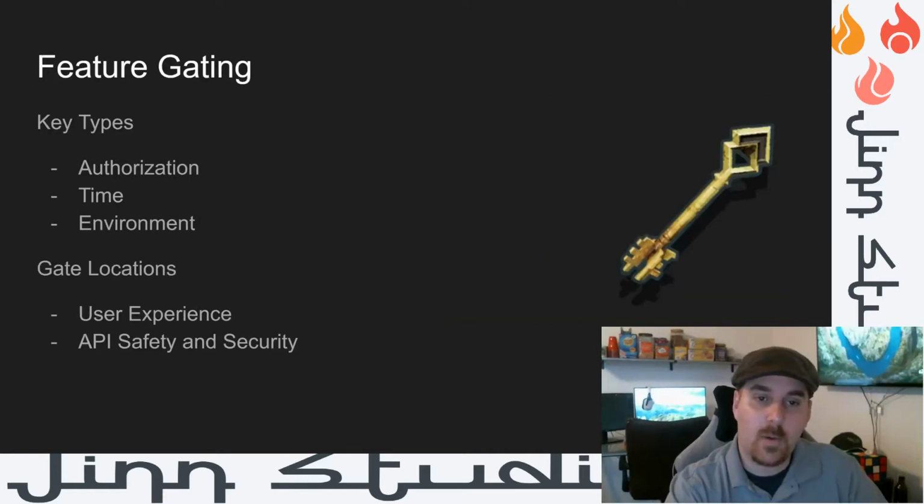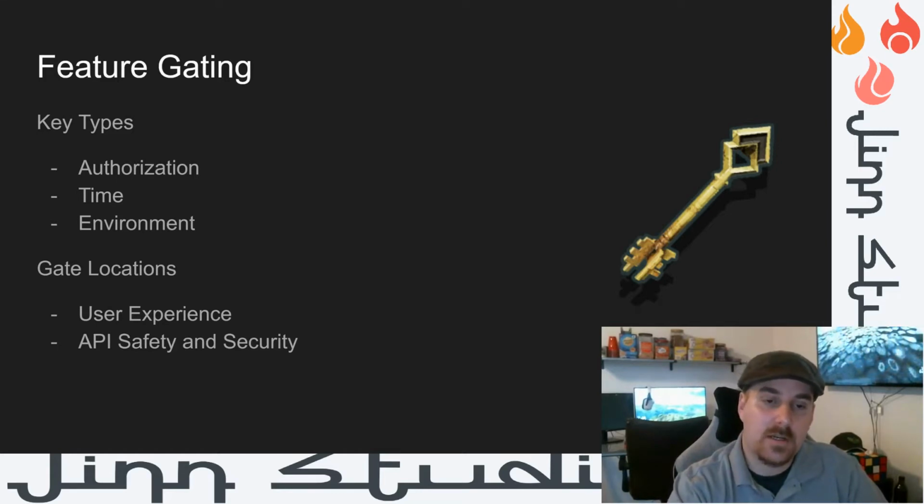For a quick aside, I want to talk about feature gating. It will come in useful later in the talk. Feature gating is an integral part of any system. There are three types of feature gates: authorization, time, and environment. Just like input validation, feature gating happens in each layer for its own reasons. But there are typically two main locations. One is in the UI for user experience, and the other is on the API for safety and security.